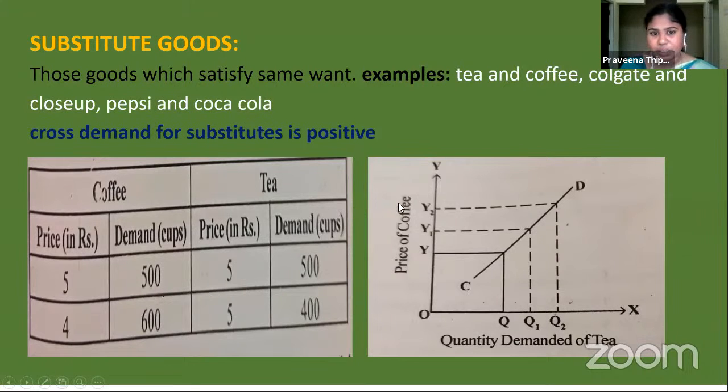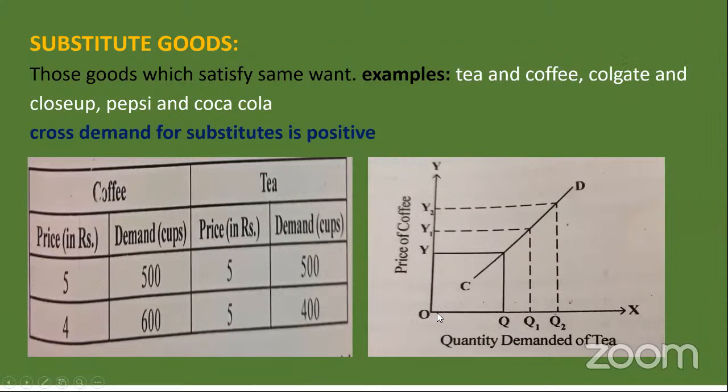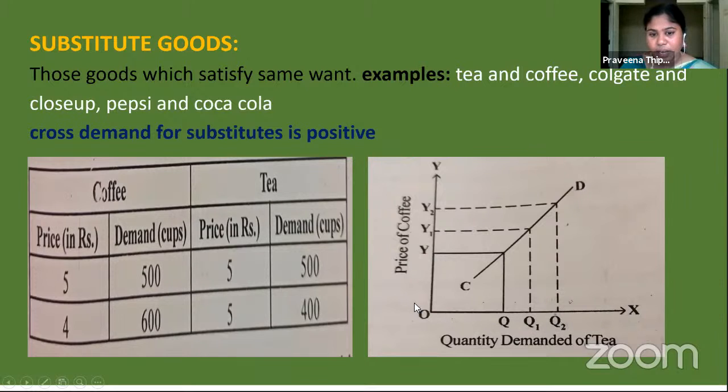So we can explain this in form of a graph, children. See, the x-axis represents the quantity demand of tea, and the y-axis represents the price of coffee. When the price of coffee is OY, the quantity demand of tea is OQ. When the price has increased to OY1, the quantity demand has increased to OQ1. And with a further increase in the price of coffee, the quantity demand has also increased to OQ2.